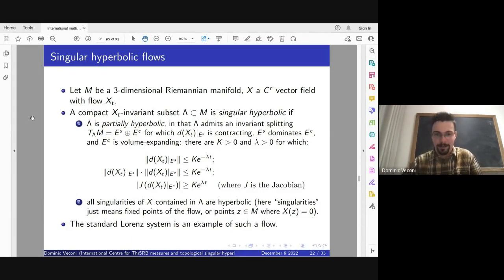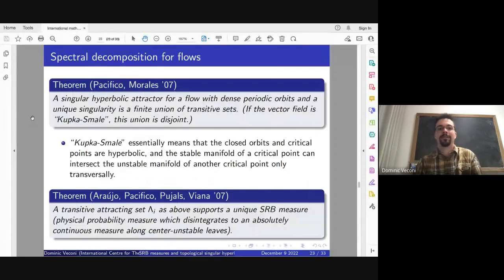The standard Lorenz system is one example of such a flow. The origin is a hyperbolic singularity of the standard system of Lorenz differential equations. In the setting of singular hyperbolic flows, there are two major results. The first one was from Maria Jose Pacifico and Morales, who showed that a singular hyperbolic attractor for a flow with dense periodic orbits and a unique singularity is a finite union of transitive sets. And under the very general assumption of being Kupka-Smale, this union is actually disjoint. Kupka-Smale means that the closed orbits and the critical points are all hyperbolic, and also the stable manifolds of a critical point can only intersect the unstable manifolds of another critical point transversally, not tangentially. So it's a very nice setting to work in for hyperbolic flows.